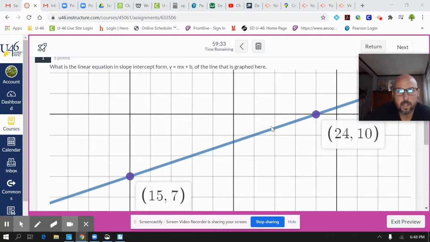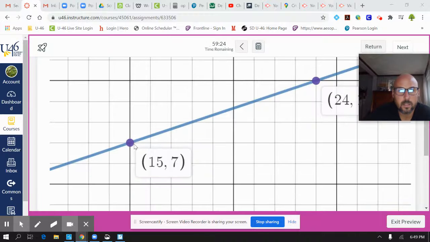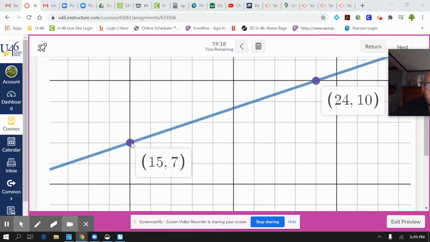Here we have the graph of a line, and we are supposed to come up with a linear equation in slope-intercept form. So all we need to know is the slope and the y-intercept. Well, the slope can be counted. So from this ordered pair all the way to this ordered pair, I would go up 1, 2, 3, and over 1, 2, 3, 4, 5, 6, 7, 8, 9. So that's 3 over 9.